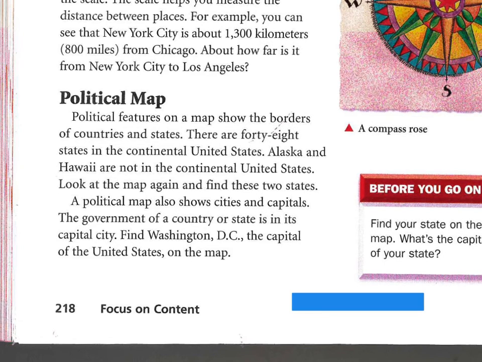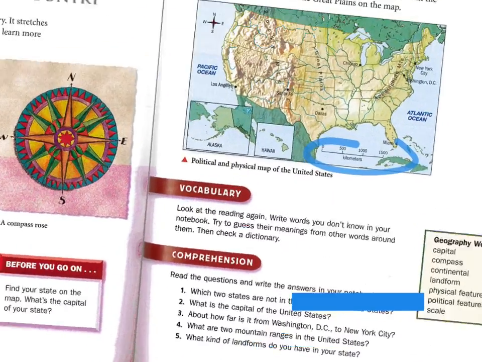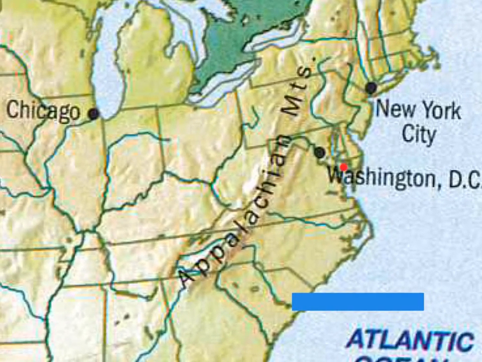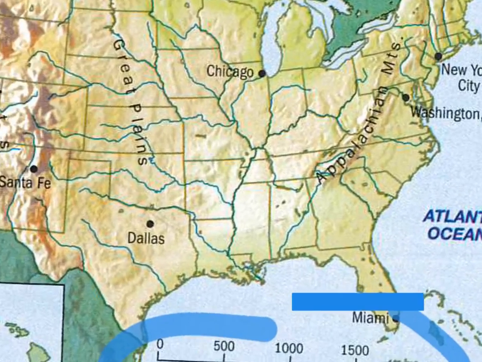A political map also shows cities and capitals. The government of a country or state is in its capital city. Find Washington, D.C., the capital of the United States, on the map. There's Washington, D.C. We read about Martin Luther King Jr. giving his speech. He was in Washington, D.C. in front of the Lincoln Memorial.